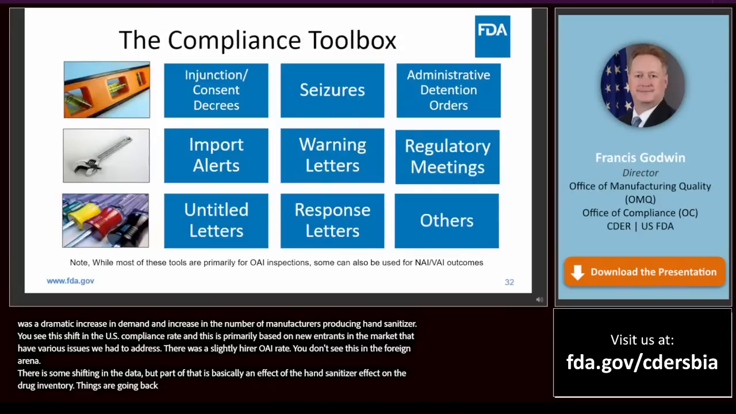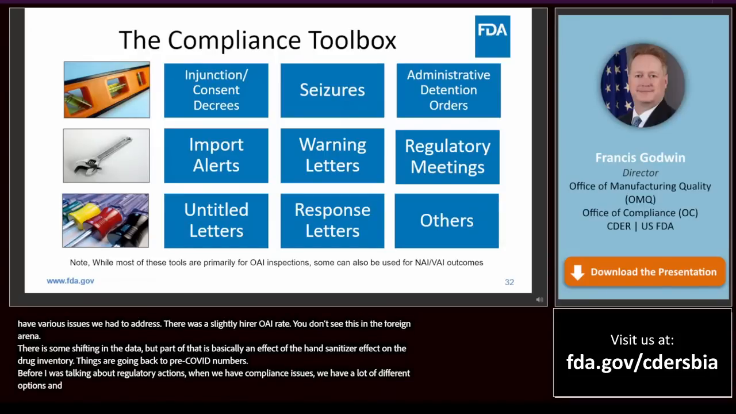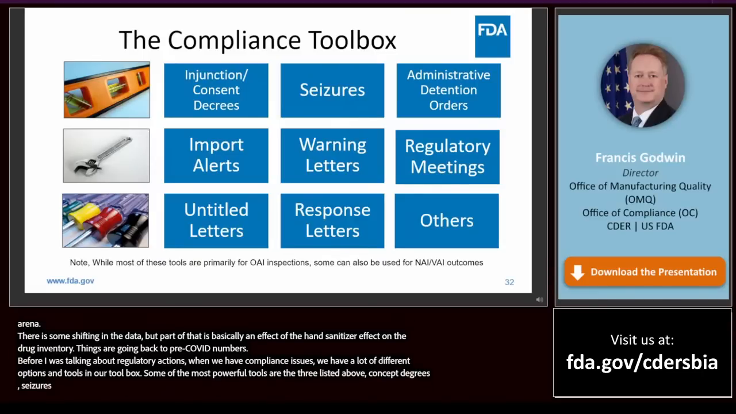Now, before I was talking about taking various regulatory actions. When we have compliance issues, we have a lot of different options and a lot of tools in our toolbox. Some of the most powerful tools are the three listed above. These would be consent decrees or injunctions, seizing of drugs or administrative detention. These are when situations warrant it, where we will actually work with our colleagues in the Department of Justice and the judicial system to seize drugs or put a firm under consent decree.